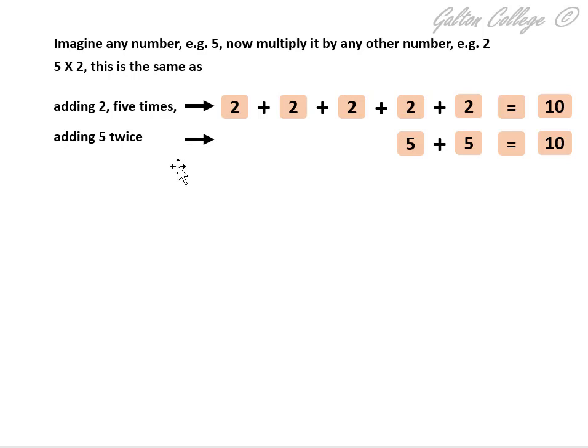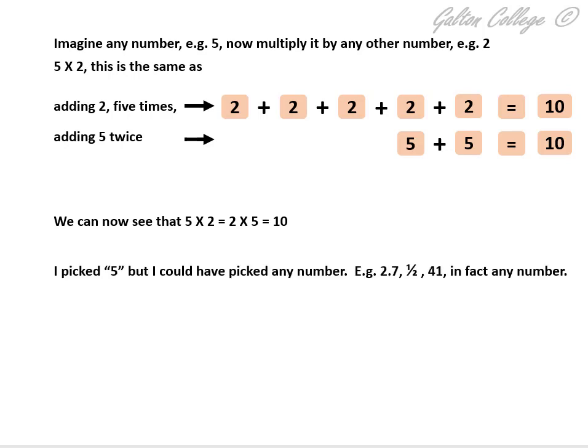So multiplication seems to be related to addition. It's a way of efficiently adding up the same number over and over. So instead of saying 2 plus 2 plus 2 plus 2 plus 2, we say 5 times 2. There's 5 of them, and the number is 2, so it's 5 times 2. So we can see that 5 times 2 is the same as 2 times 5, which is 10. That's actually important to us.